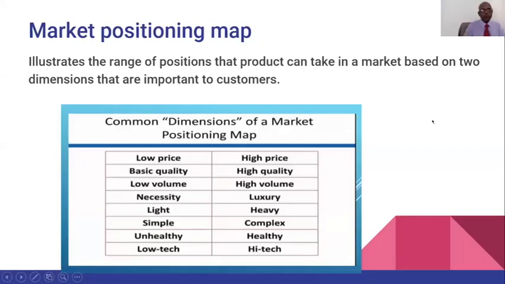Market positioning map. It illustrates the range of the positions that a product can take in a market based on 2 dimensions that are important to customers. The dimensions are like price, quality, volume, luxury, and complexity. So based on these, a product can take a position like a low priced product and a high priced product, basic quality product, high quality product.